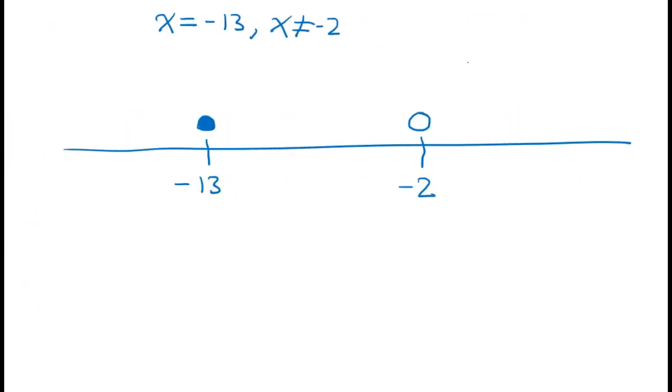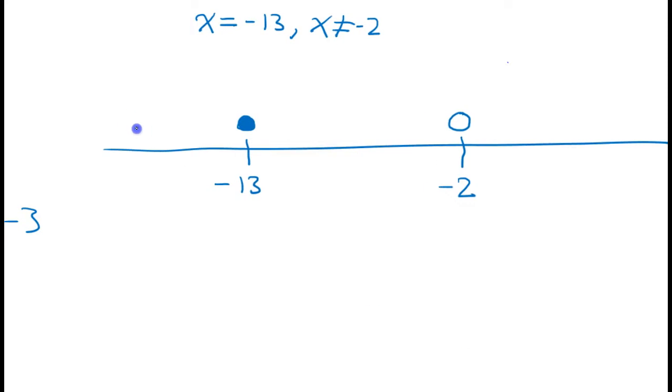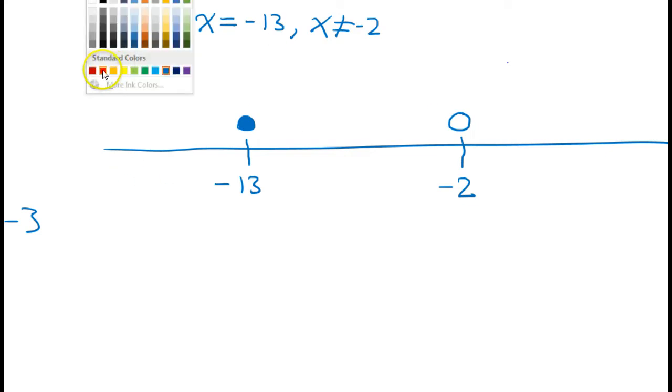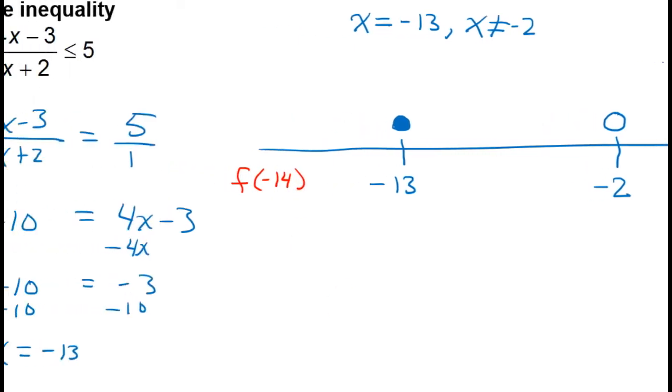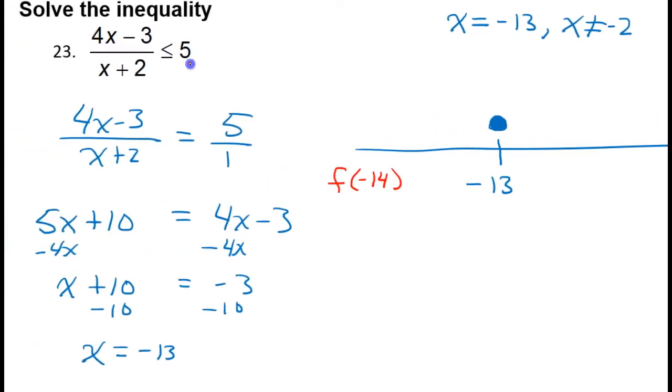Okay, so now we need to find out in which zones the solutions exist. So we're going to check test values in each zone. So to the left of negative 13, I might see what is the value of the function, for example, at negative 14. Okay, and let's go ahead and talk about what I'm going to put in my calculator when I'm testing this.